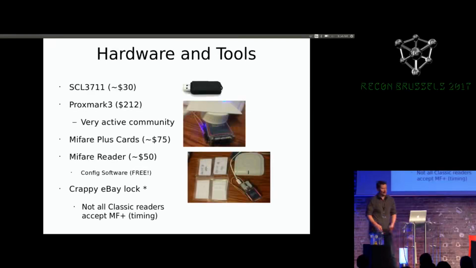So some of the hardware and tools I used was the SCL3711. It's just like a $30 USB reader. The Proxmark, which gets a little bit more expensive, but has a very active community. So that was really a useful tool to learn the core of what I needed to do. MyFair Plus cards and the reader with config software to actually take factory fresh cards, configure them like a hotel might or transportation system. And then I bought this crappy lock for $80 off eBay. And if you want to get checked by TSA, put one of those in your check bag.